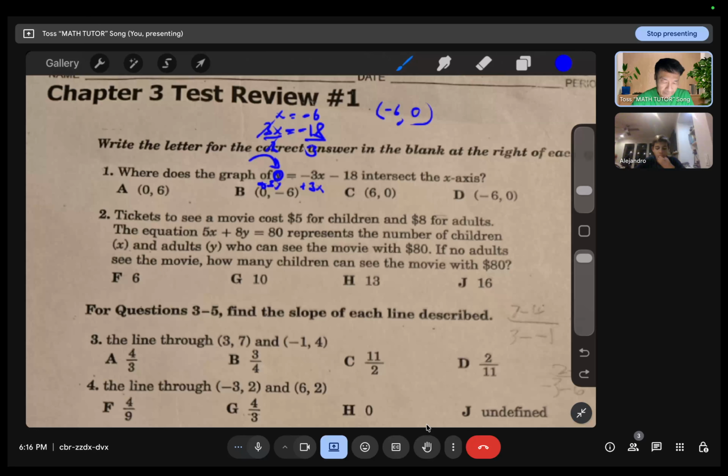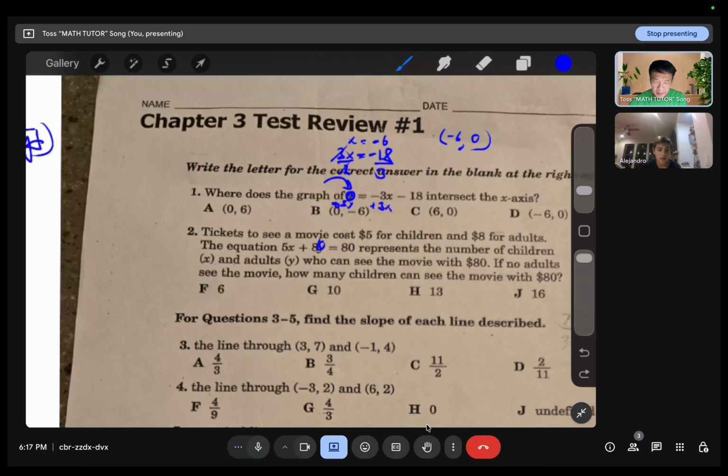What does that mean? So like how many kids can see the movie? Yeah, but how would you solve it? So I would put 0 in for y. Yes, that's it. You got it. So 0 for y here. That means 8 times 0.